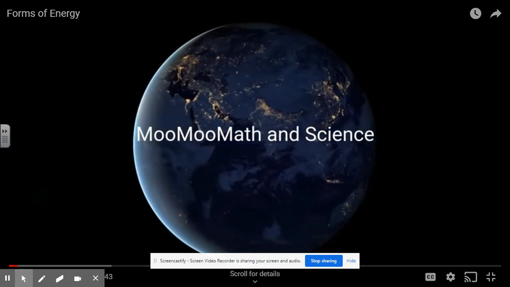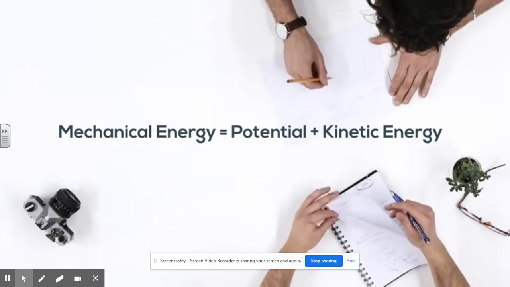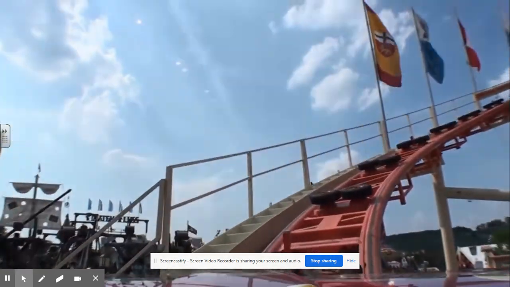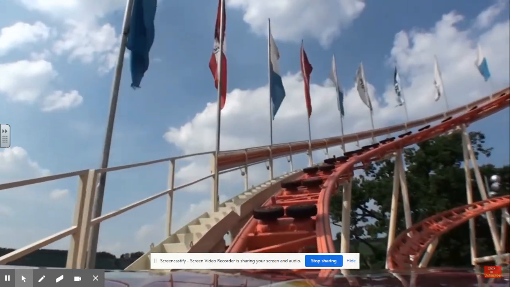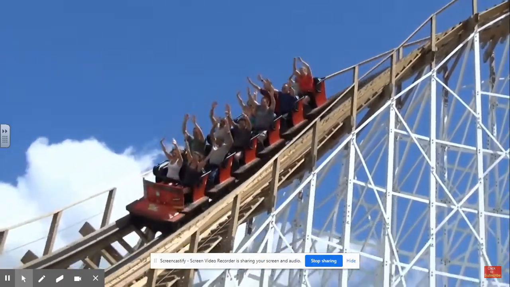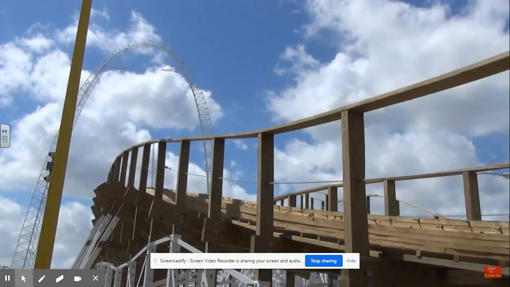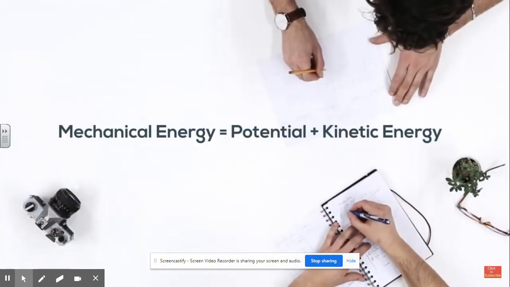In this video, I'd like to talk about different forms of energy. Up first is mechanical energy. As this roller coaster moves up this hill, energy is used to overcome the force of gravity. You lose energy, but the roller coaster gains potential energy. At the top of the hill, the coaster has potential energy. As the coaster moves down the hill, it now has kinetic energy, or energy of movement. So mechanical energy is the total of the potential energy plus the kinetic energy.